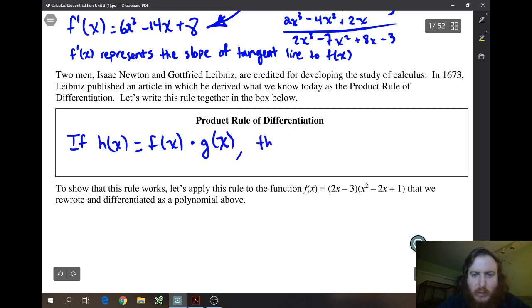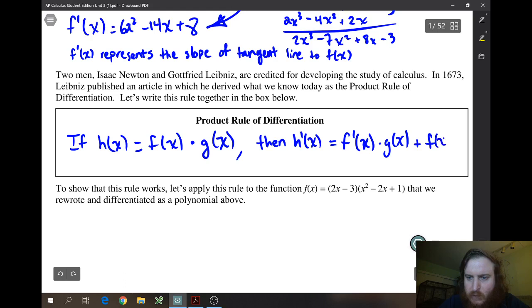then h prime of x is equal to f prime of x times g of x plus f of x times g prime of x. And you'll see some textbooks write this slightly differently. Some textbooks will write f prime of x g of x plus g prime of x times f of x. They'll put the g prime of x first there.